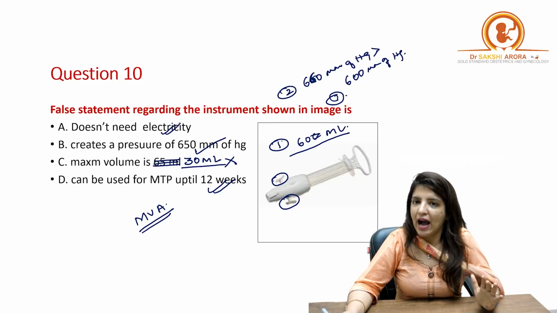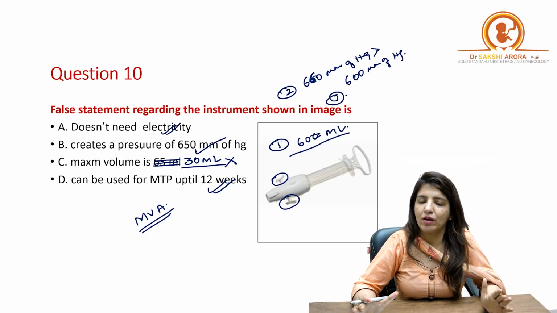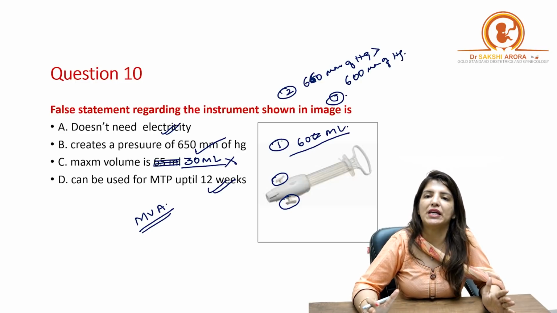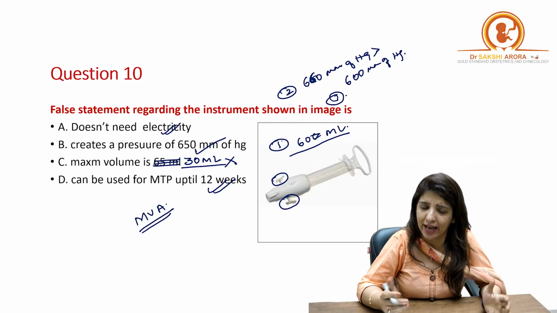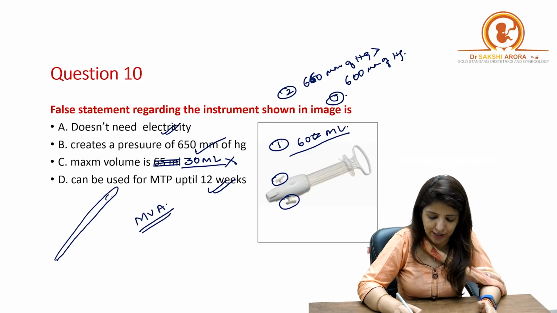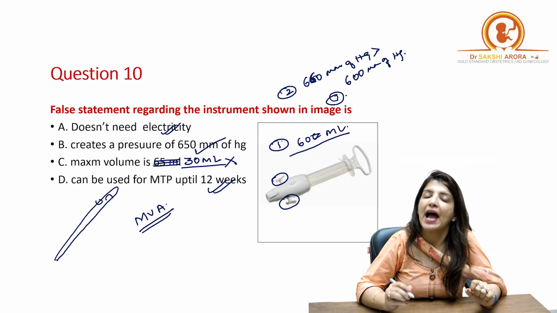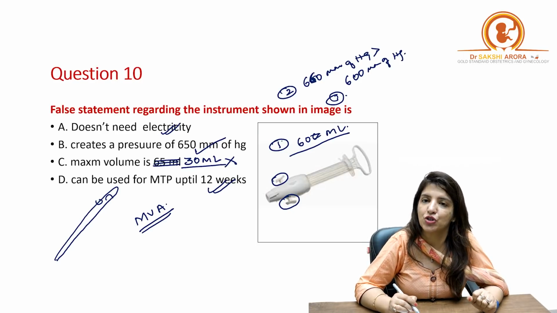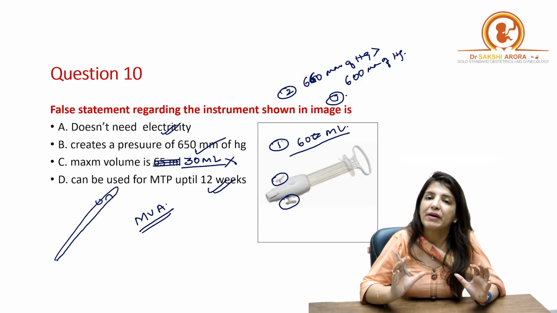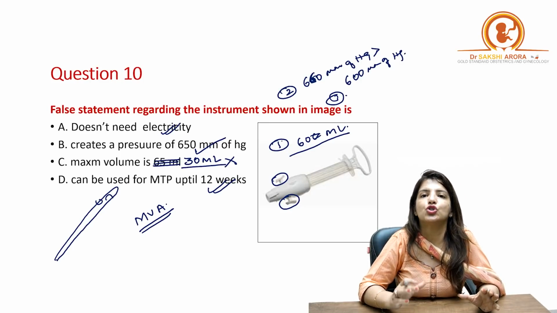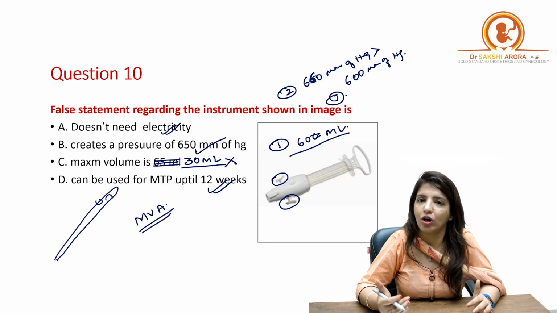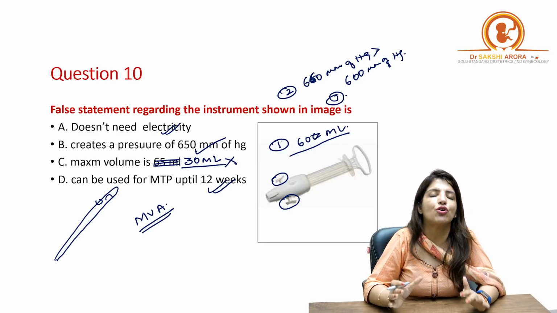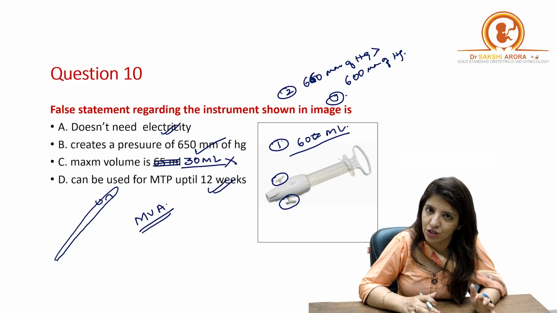See, ideally from 7 weeks to 12 weeks, the best method for doing MTP is suction evacuation with the help of a Carman's cannula, which is a plastic cannula. And you've all seen that cannula has two triangular openings. This cannula is attached to a suction machine and you do the MTP. But in places where there is no electricity, for example in rural settings, suction evacuation cannot be done. In those cases, instead of suction evacuation, we use a manual vacuum aspiration syringe, right?